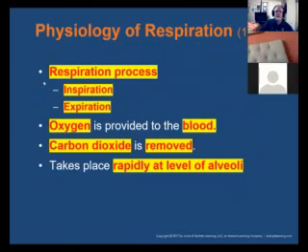Have some pictures of alveoli again, or for a little repetition from before. I am losing my voice, so I apologize, folks. Everything's falling apart this morning.